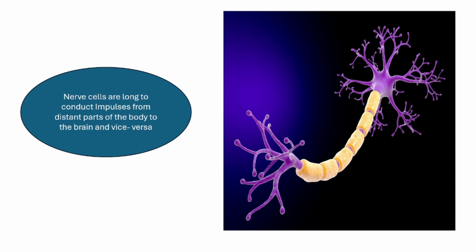Okay, now the nerve cells. You can see the nerve cell is a very long, thread-like structure. Branches are there. This is the cyton part, the cell body. This is the axon part. We will study in detail about nerve cells. So, nerve cells are long to conduct impulses from distant parts of the body to the brain or vice versa. We know nerves carry information from the sense organ to the brain, so they are very lengthy.